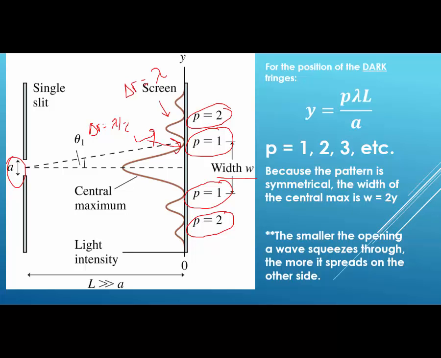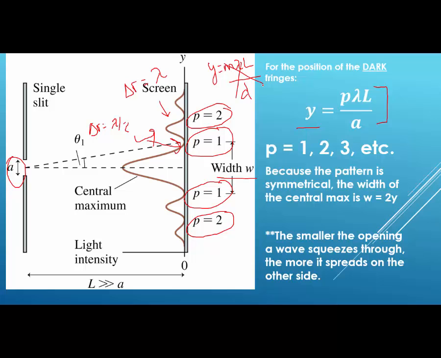So if we wanted to, much like we did before with our double slit, figure out where in relationship to our central maxima are our dark positions, we could use this relationship. Now remember that for double slit it looked really familiar. It was y equals m lambda L over d.